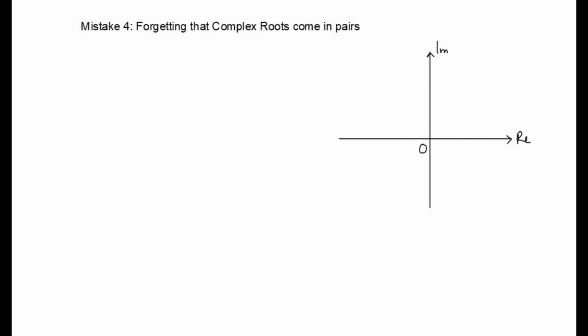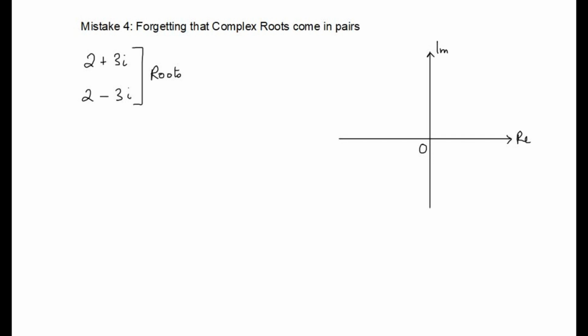The fourth mistake has to do with forgetting that complex roots come in pairs. So if you are solving a polynomial that involves complex numbers, usually they will give you the first root. So say they tell you that the first root is 2 plus 3i. We immediately then know that the conjugate of 2 plus 3i, which is 2 minus 3i, is also a root. So complex roots always come in pairs. I'm going to also show you what they look like on an Argand diagram.